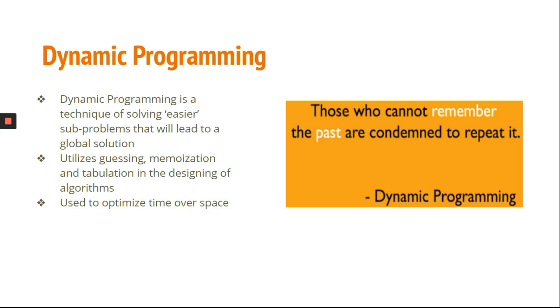When we think about optimization, we should also think about dynamic programming. Dynamic programming is a technique of solving easier to solve subproblems that will lead to a global solution. Now, this technique utilizes guessing, tabulation, and memoization in the design of our algorithms, with optimizing the amount of time used for calculating our solution. I know that's a mouthful, but just think optimization. How do we solve the problem in the shortest amount of time?